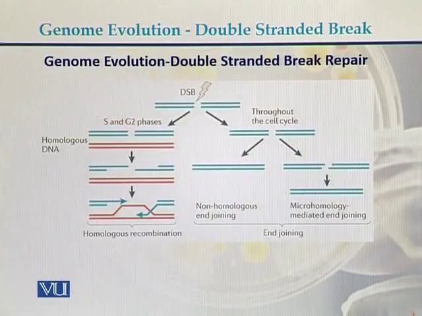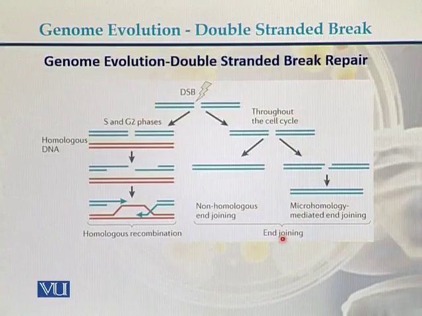In this diagram, we can see that there is a double-stranded break in the DNA. This double-stranded break can be repaired with the help of homologous recombination. These are the homologous chromosomes, and they exchange their parts, and these breaks are repaired. Here we can see that both strands are broken. So both strands can be repaired with the help of homologous recombination, but the double-stranded break can also be repaired with the help of end joining.